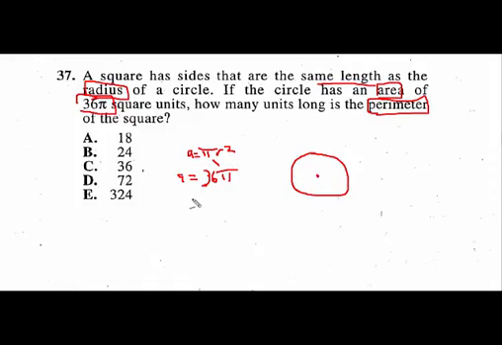So all we really need to do is take 36 and just find the square root of that, because that's going to equal our r. Why? Because r squared equals 36 pi. So let's go ahead and do that. When we find out the square root of 36, we see that r equals 6. Now we can plug that in here.